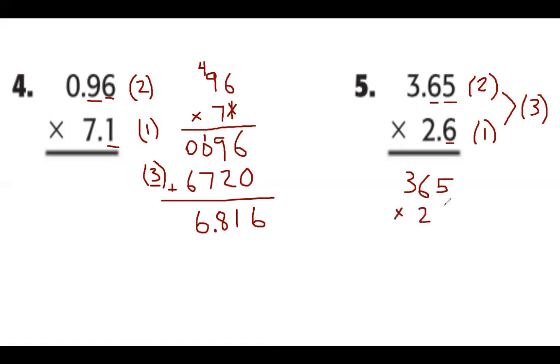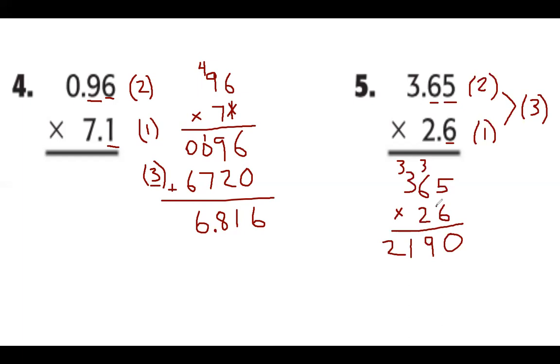I'm just going to look at it as regular whole numbers. So 365 times 26. Start with my 6. 6 times 5, I get 30. Put my 0 down, my 3 up. 6 times 6 gives me 36, plus 3 more would give me 39. 6 times 3 is 18, plus 3 more gives me 21.